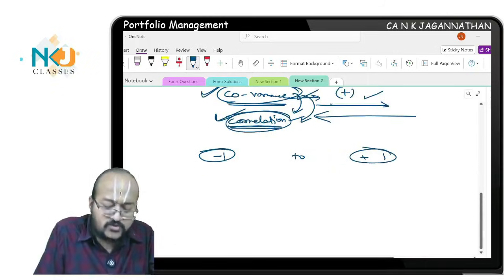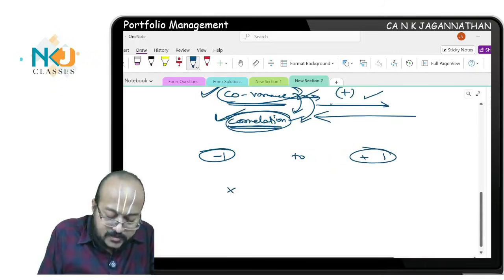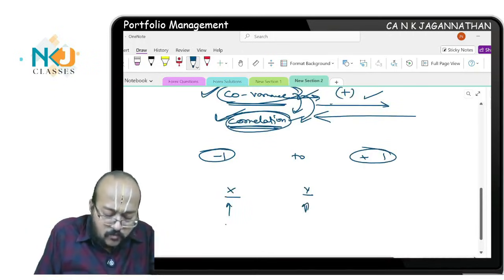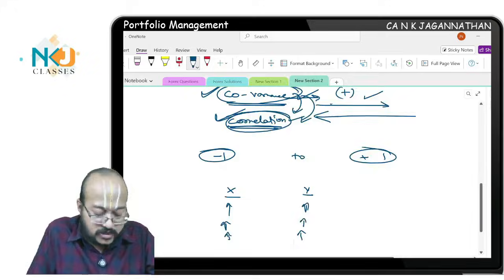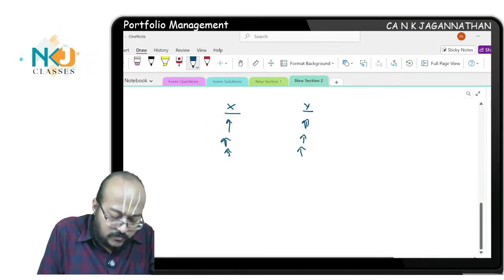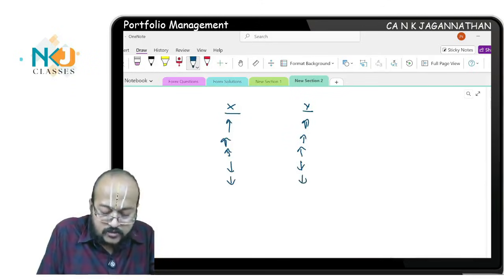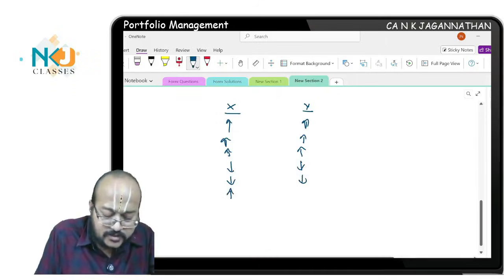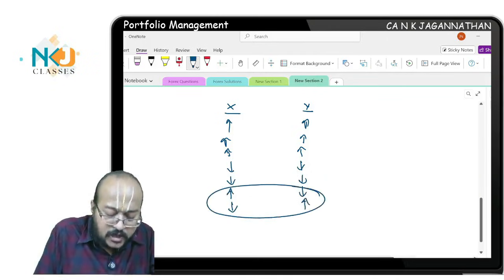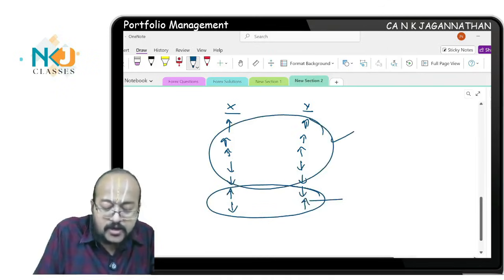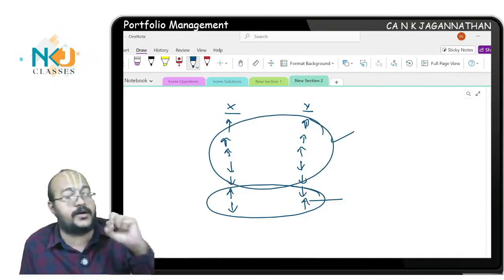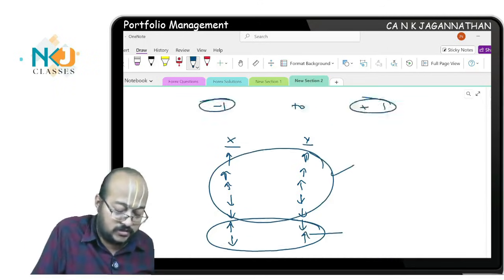For example, say security X and security Y are there. Security X is going up, security Y is going up. Most of the time it is moving upwards. Security X moves up, security Y moves up. Security X goes down, security Y goes down. Security X goes down, again security Y goes down. But sometimes security X goes up, security Y goes down. Like this, there are some observations. Are you all understanding? But this is strong enough. So the strength of the co-movement is captured by the correlation.